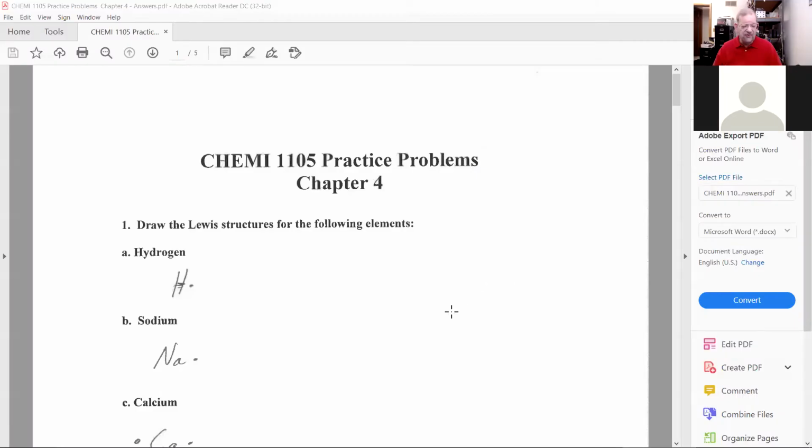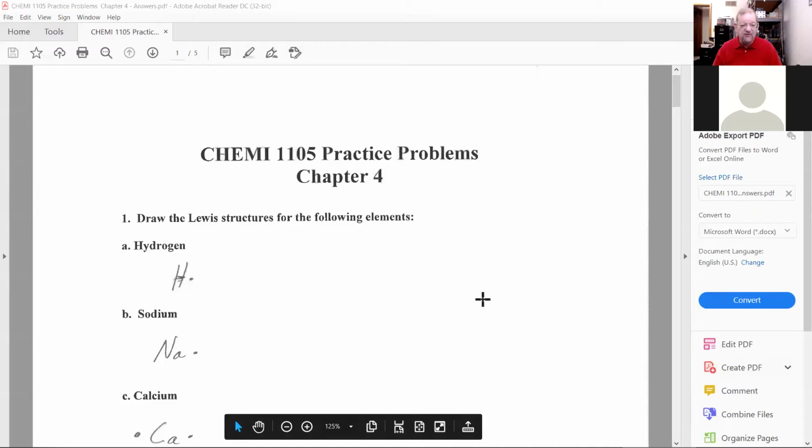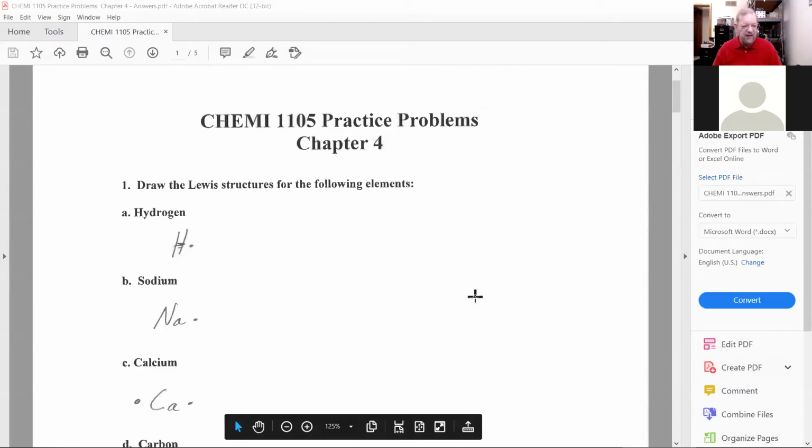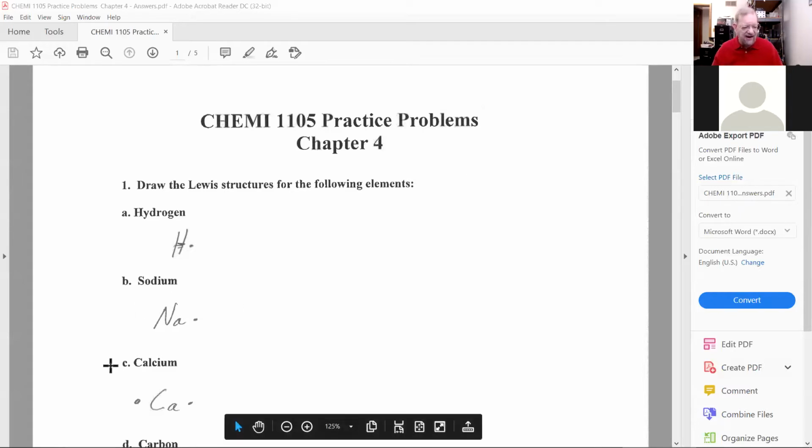Speaking about practice problems, let's look at chapter 4 practice problems, which will be on test 2. All right, first one: draw the Lewis structure for the following elements. Well, how do you do that? First of all, you have to find out how many valence electrons an element has, which means I forgot to do the following.